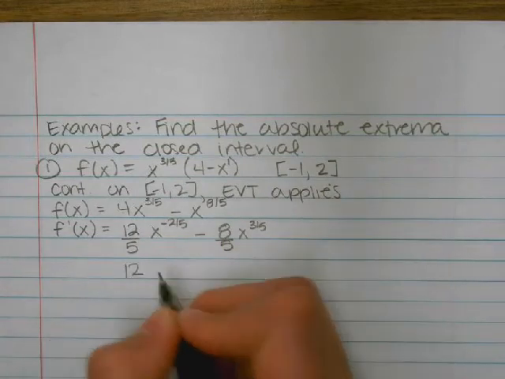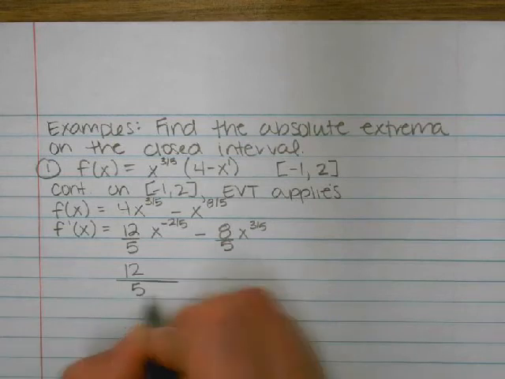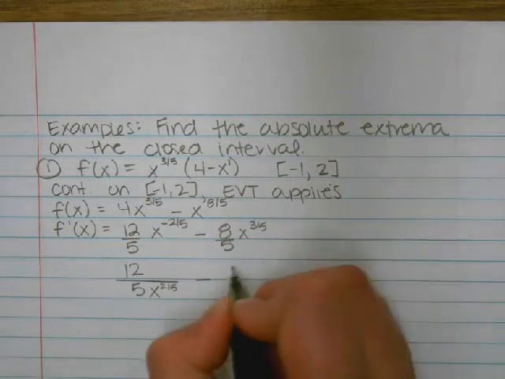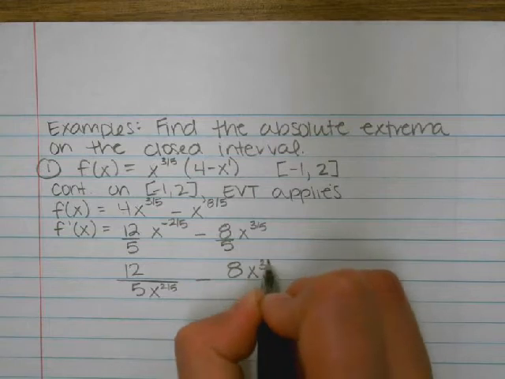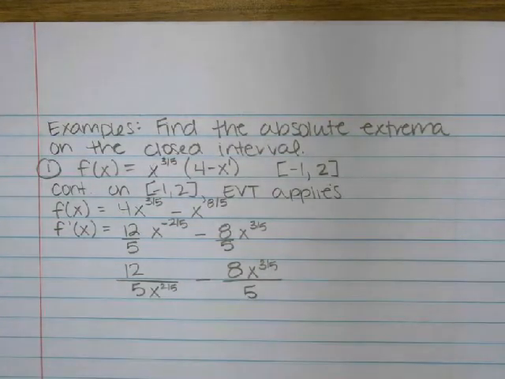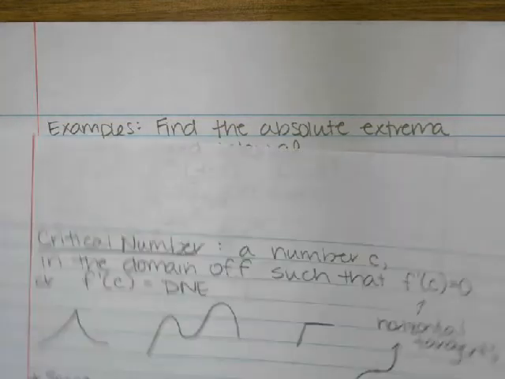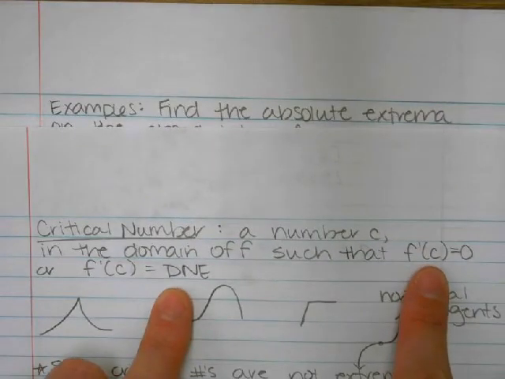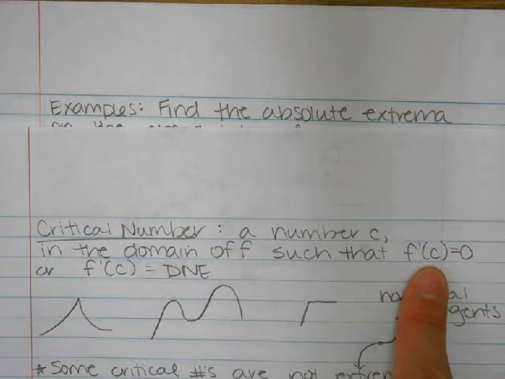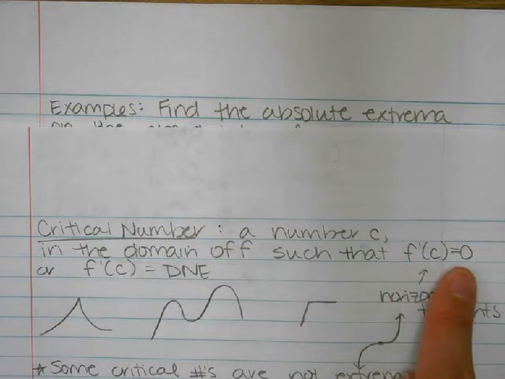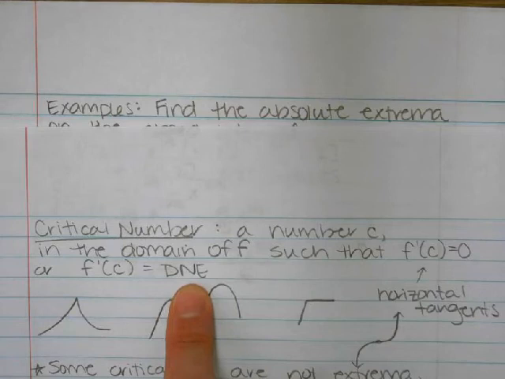So this gives me (12/5)x^(2/5) minus 8x^(3/5), and that's all over 5. The part that makes this problem kind of a bummer is if we look back at our notes to remember what critical numbers are. Critical numbers are where the derivative equals 0 and where the derivative does not exist. The easiest way to think about it is if your derivative is a fraction, the derivative equals 0 when the top of the fraction equals 0, and it does not exist when the bottom of the fraction equals 0.